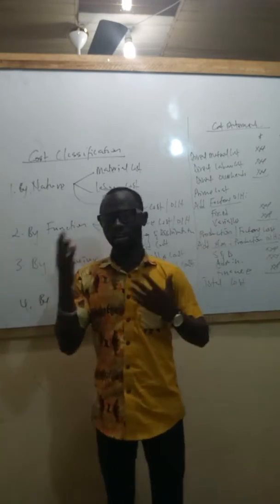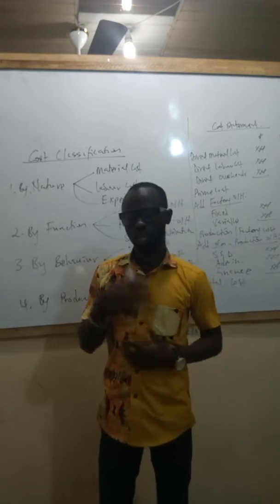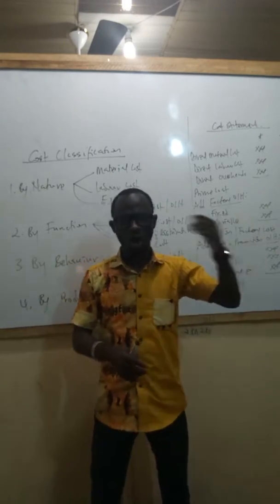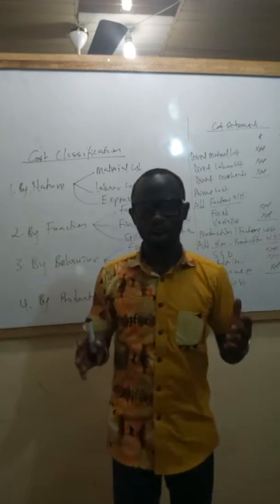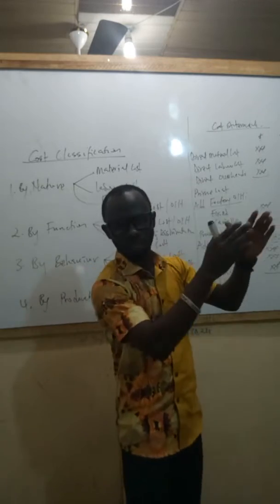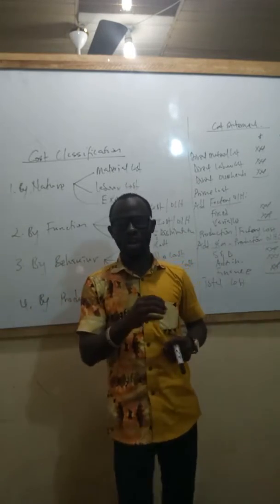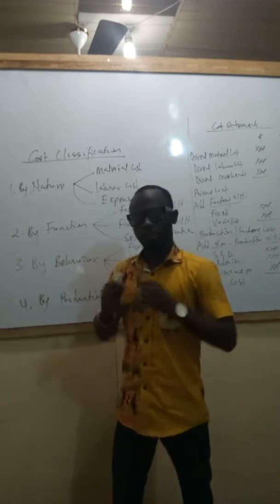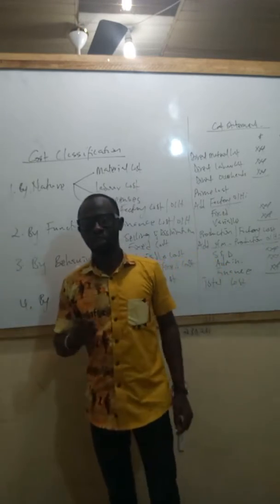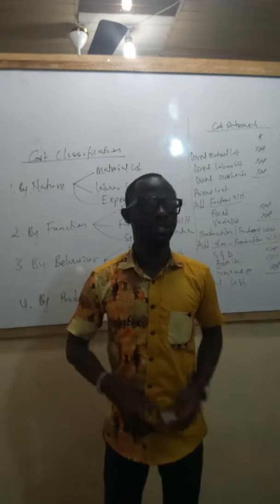And then let's look at the differences between direct costs and indirect costs. One, direct costs can be traced or allocated to a particular cost center or cost unit, but indirect costs cannot be traced or allocated to a particular cost center or cost unit.